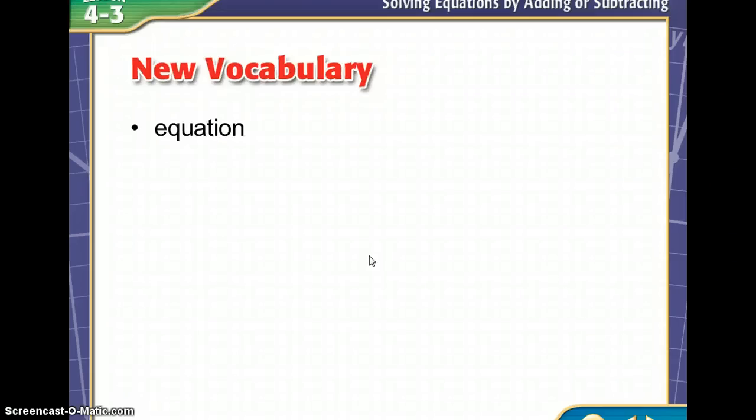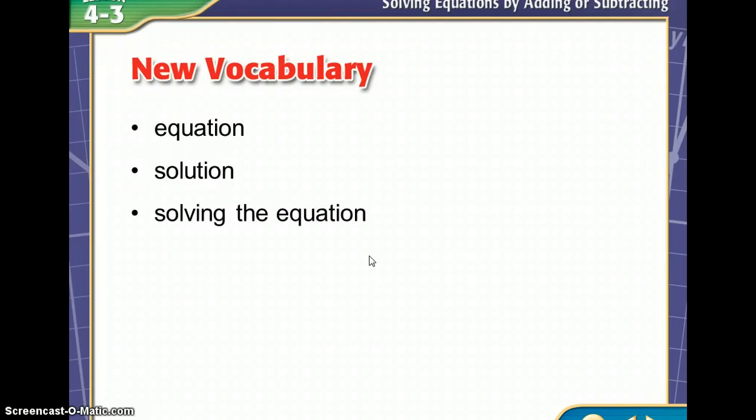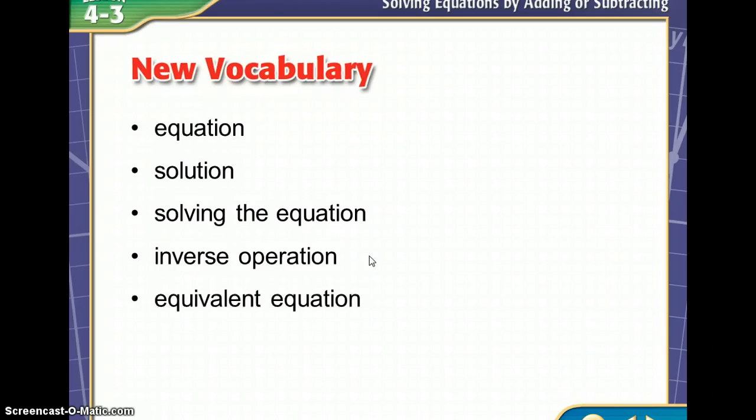An equation is a mathematical statement that has an equal sign. Solution is the answer to a mathematical statement with an equal sign. Solving the equation is the process that we will go through to find a value for a variable. Inverse operation: addition and subtraction are inverse operations of each other. Equivalent equation is a different form of an equation, which is also, of course, equal.